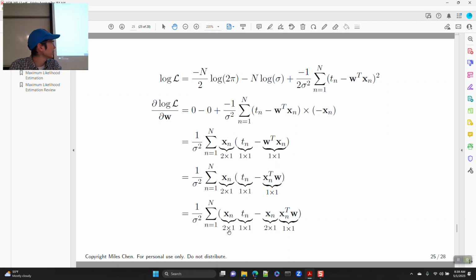And so I write the dimensions underneath all of these things so we can make sure we're not cheating around with just throwing terms around all over the place. So it's good to have the dimensions line up.